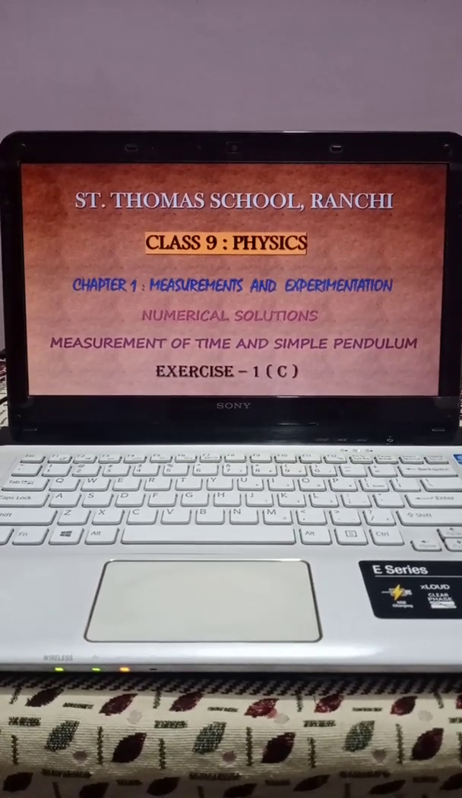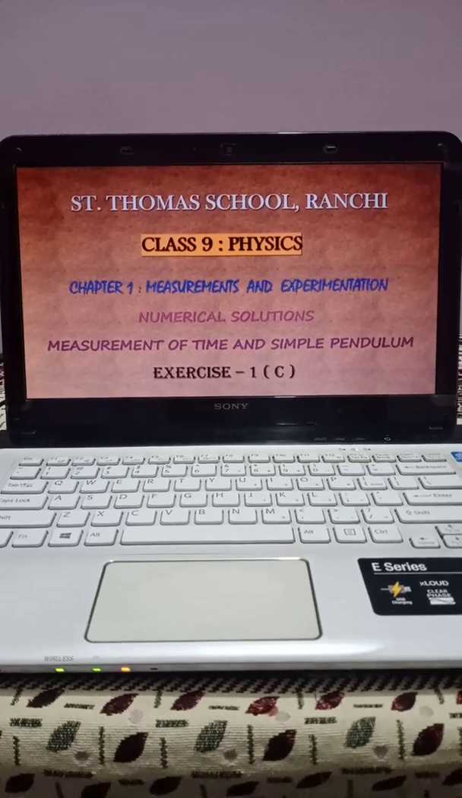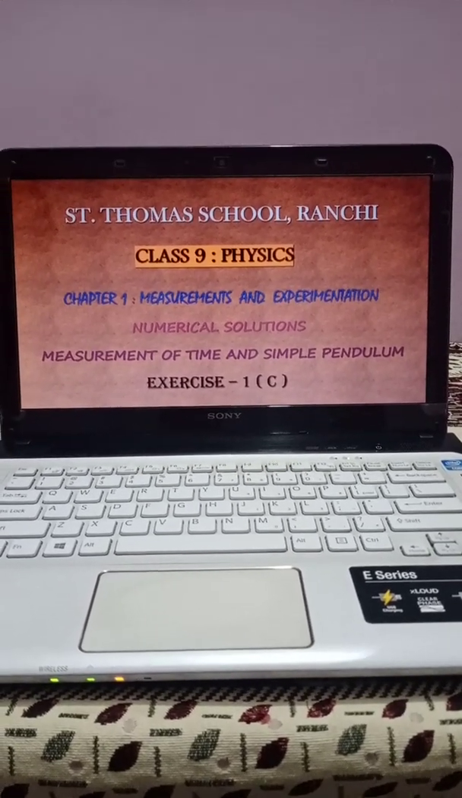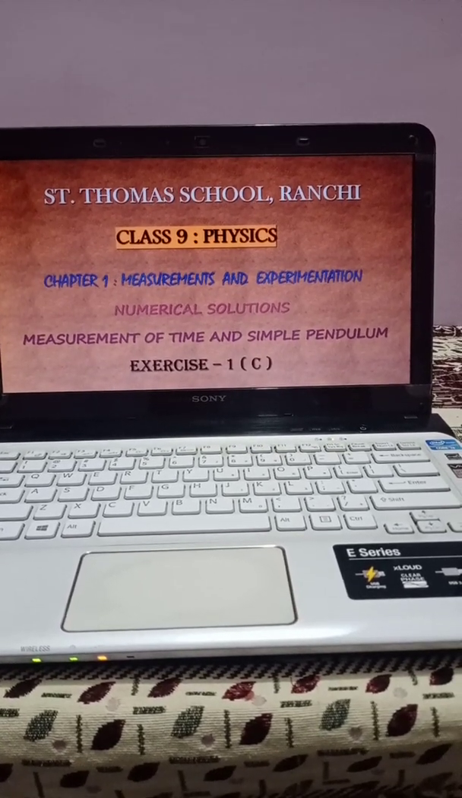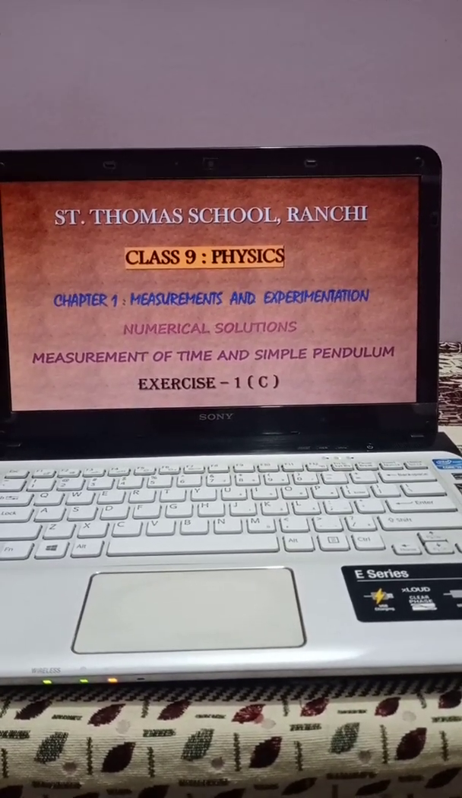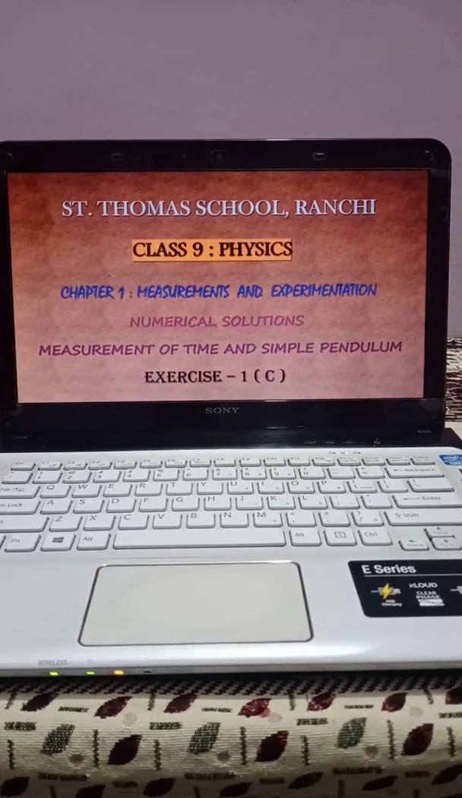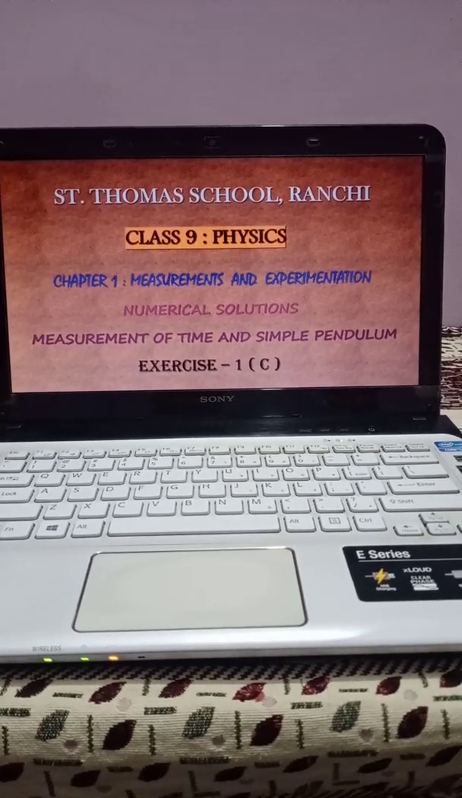Hi everyone, so here we are going to start with the next session of numerical solutions for class 9 physics for St. Thomas School, Ranchi. We were seeing chapter number 1, measurement and experiment, and under this chapter we are going to start today with measurement of time and simple pendulum, exercise 1C numericals.